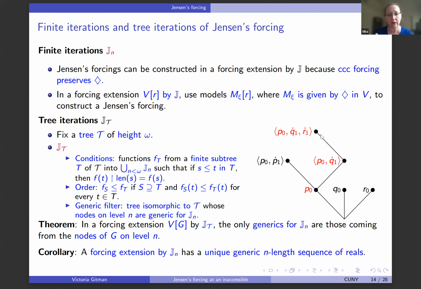So what object does such a forcing add? Well, it adds a tree isomorphic to the original tree 𝒯, whose nodes on level n are generics for J_n. So it adds a tree of generics for finite iterations that are coherent.